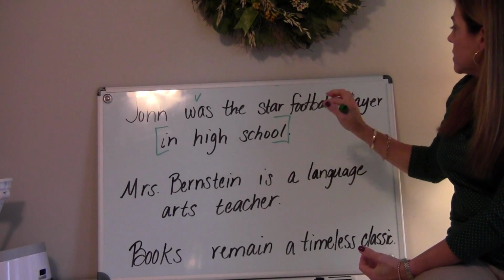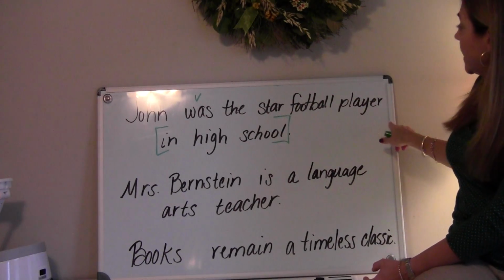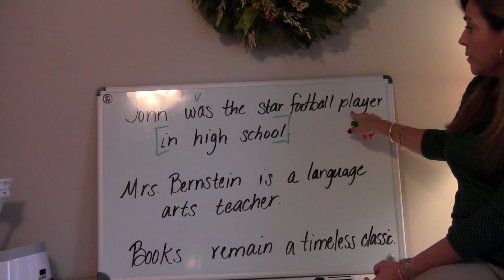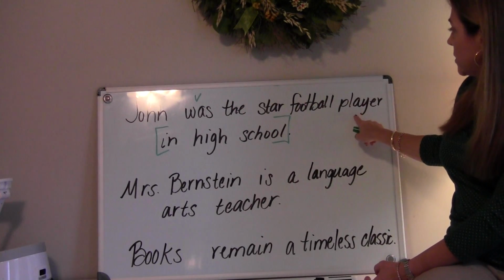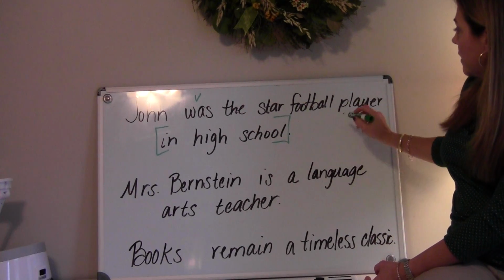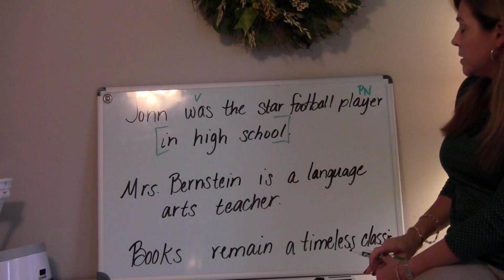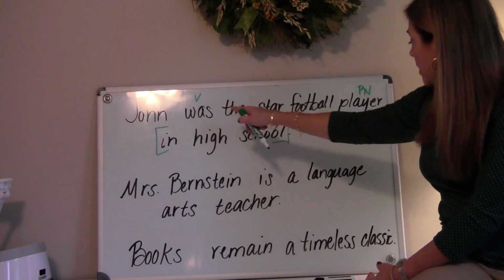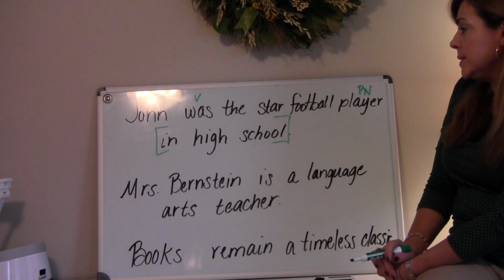So John was the star football player. My noun in the sentence that's left is player. So John was player. This player is the predicate nominative. If I wanted to, I could say John equals player. All right, our second sentence.